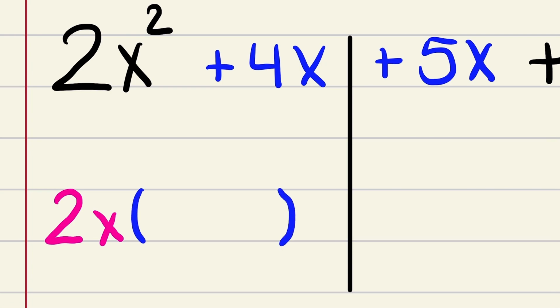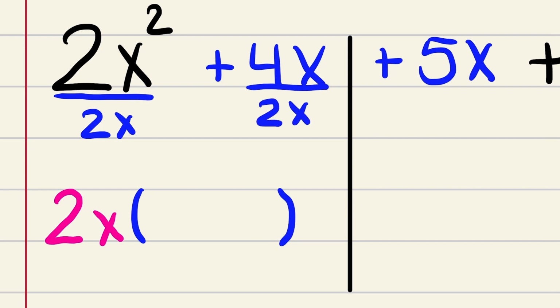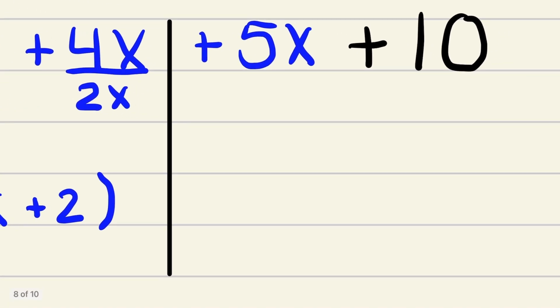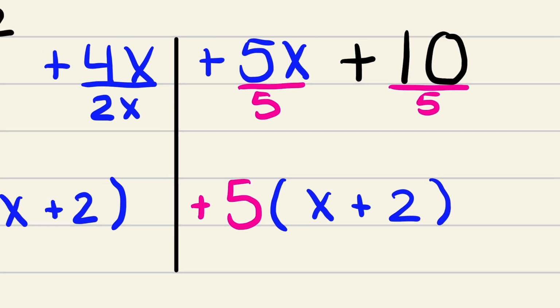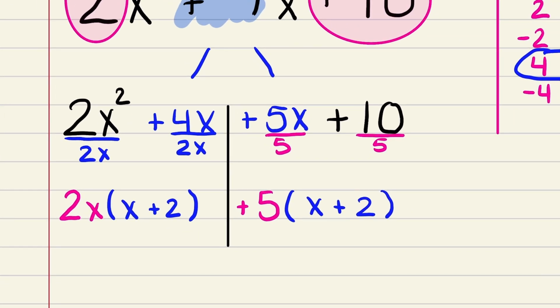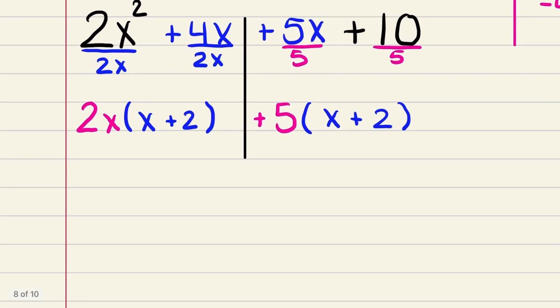So if I pull out a 2x in each of these expressions, I'll be left with x plus 2. Now if I take a look on the right-hand side, my GCF is going to be a positive 5. So if I pull that 5 out of the left-hand side and the right-hand side on this expression, I'm going to be left with x plus 2. Now, if you're factoring by grouping, having those parentheses look exactly the same is how you know you're doing it right. Because now you're going to pull that parenthesis out as a GCF.